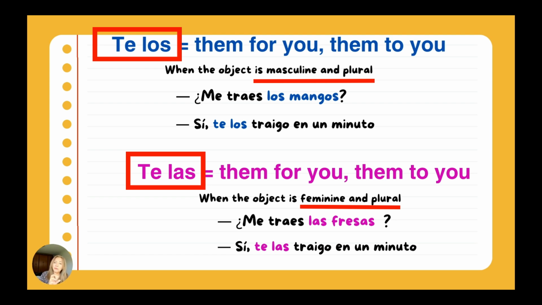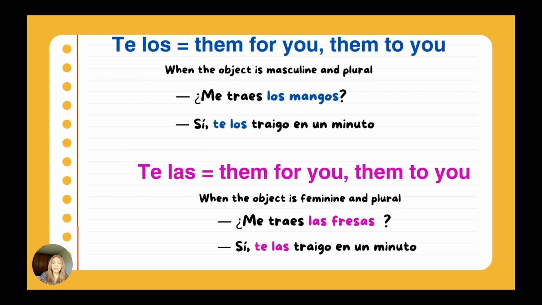Again, it goes before the conjugated verb. Te las, them to you. You use this one when your object is feminine and plural. ¿Me traes las fresas? Can you bring me the strawberries? Sí, te las traigo en un minuto. I'll bring them to you in a minute.